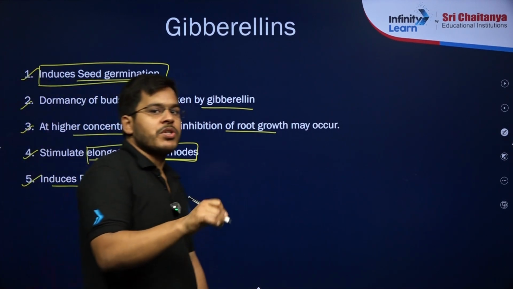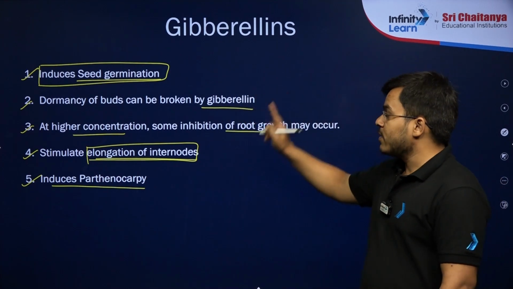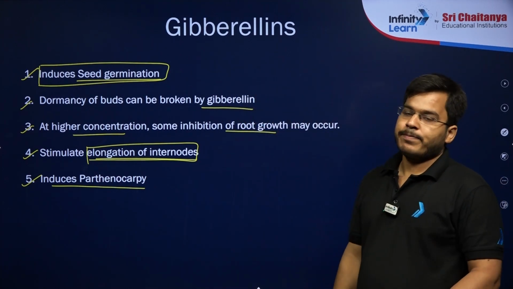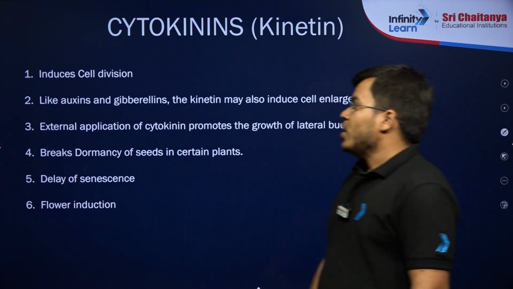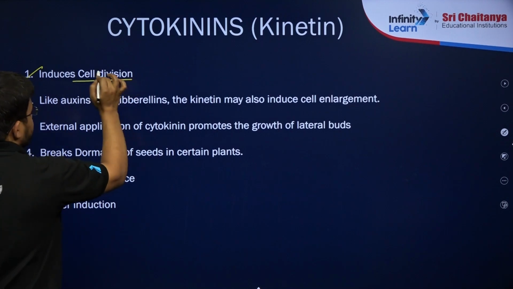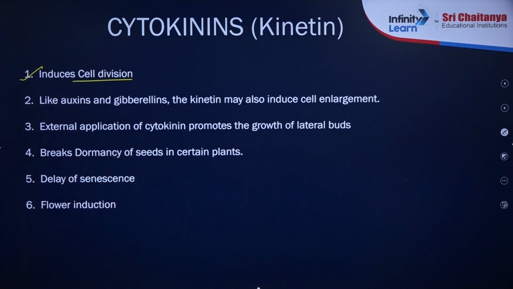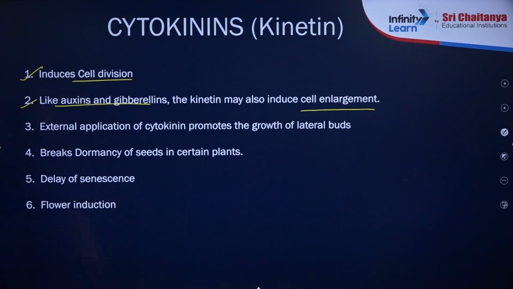Again, the fruit formation without the seed formation, without fertilization. So again, students, your gibberellin will also be helping in parthenocarpy. Next, students, cytokinins, that are also known as kinetin. If we talk about the cytokinin, it will be helping in cell division. That is going to be the most important function of cytokinin. Next, students, like auxin and gibberellin, kinetin will also help in cell enlargement. So the cell will be enlarging with the help of our cytokinin.